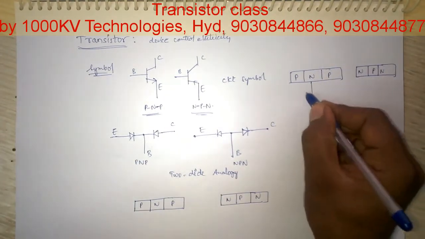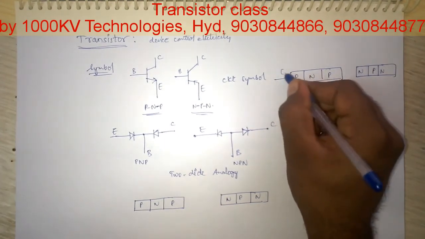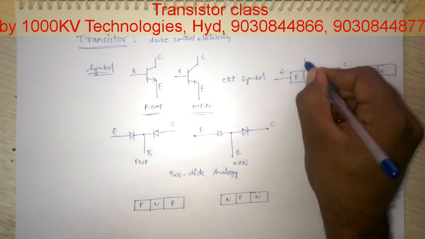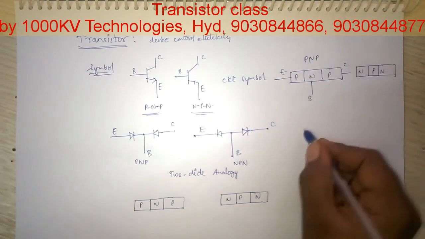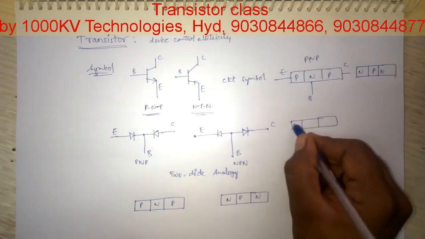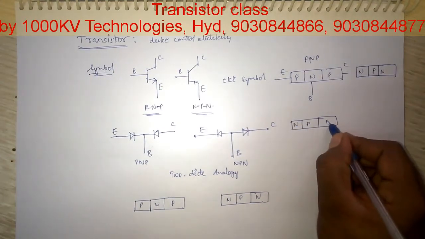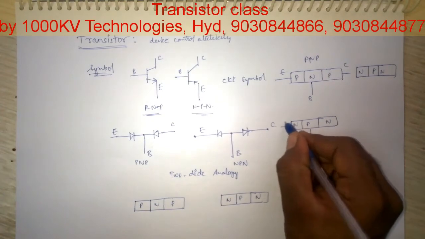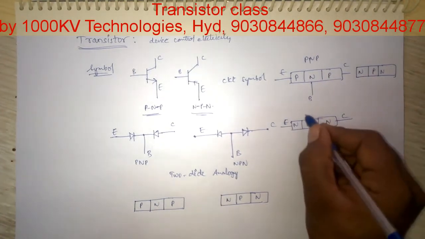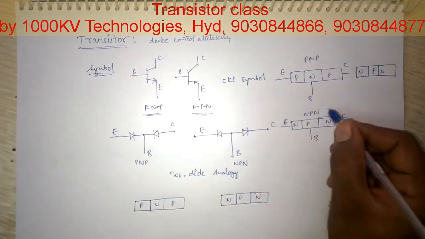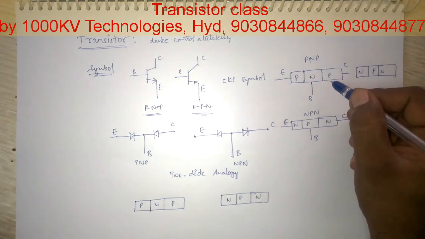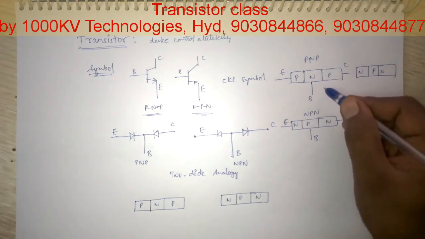This is a base, this is emitter, and this is a collector. This is PNP, and this one is NPN: emitter, collector, base. This is an NPN transistor. This is the symbol of PNP and NPN transistor depending upon construction.